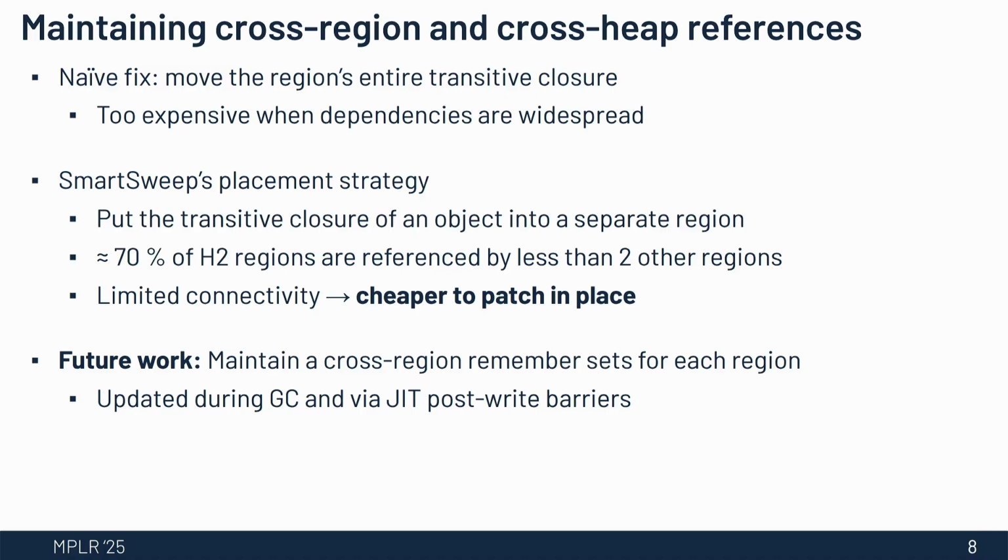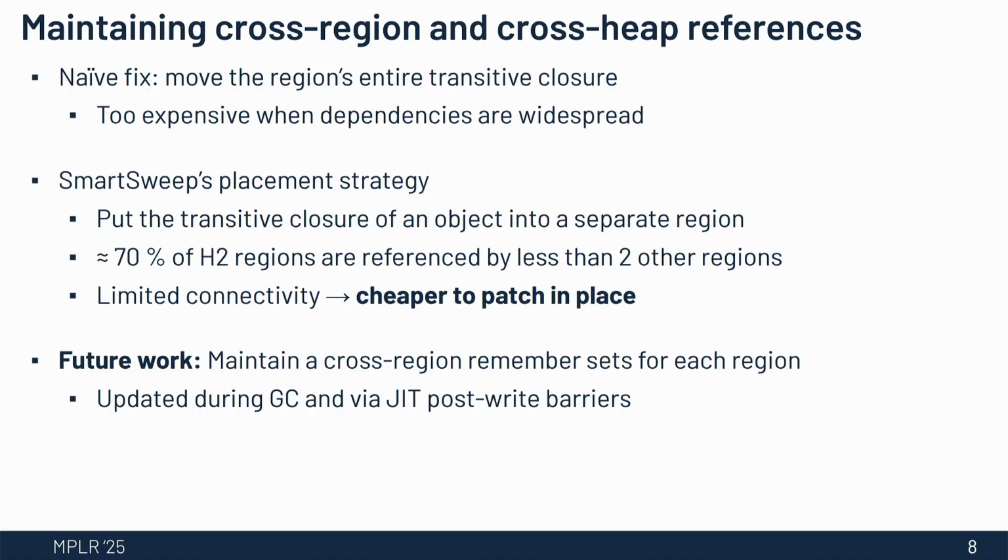The final challenge we have to solve is to maintain the cross-region and cross-heap references to avoid runtime errors due to dangling pointers. One fix is to move the region's entire transitive closure. However, this is expensive where dependencies are widespread in the whole H2.